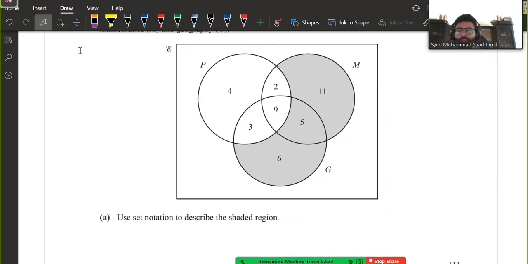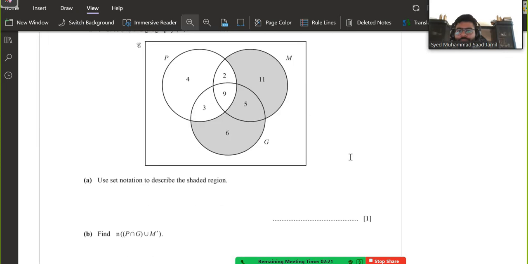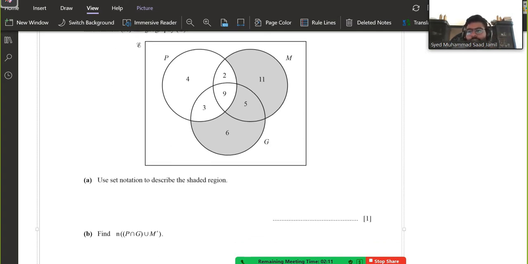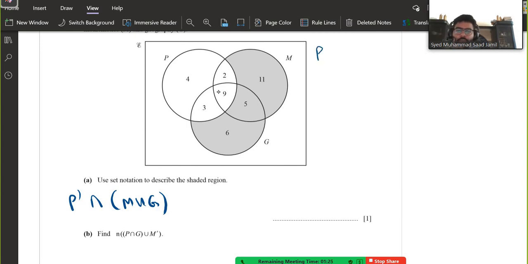Moving on to our next question, it says the Venn diagram shows the number of students in a class of 40 who study physics, mathematics, geography. Use set notation to describe the shaded region. Alright. So basically this is going to be P complement intersection (M union G). For those who are confused like how we got this, just simply write down what is P. P is basically 2, 3, 4, 9. And what is P intersection? Everything besides that. Not intersection, sorry, P complement.